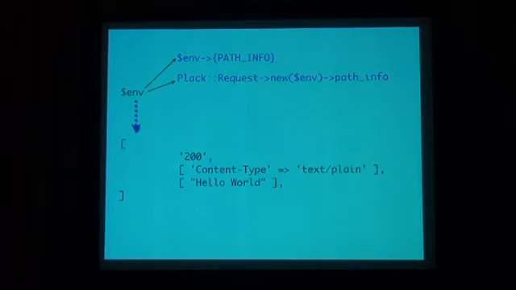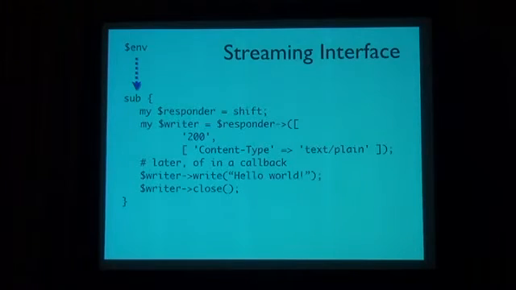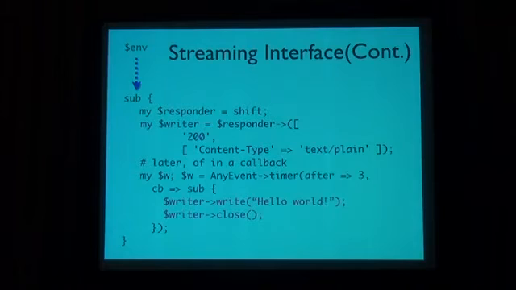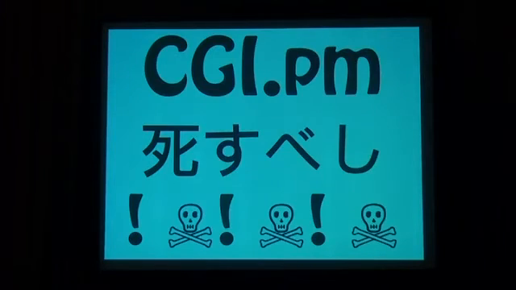But more interestingly, PSGI supports some kind of streaming interface. Taking an environment as an input, you can return a closure, a subroutine. Then in the subroutine, you can hand off the response to the caller a bit later. For example, in an event callback, you can delay the response for 3 seconds or so. So it's no longer just imperative, where you have an environment and a static response. You can have a closure, and the server will serve the content from the closure later. Okay? So the conclusion for that is CGI.pm must die.